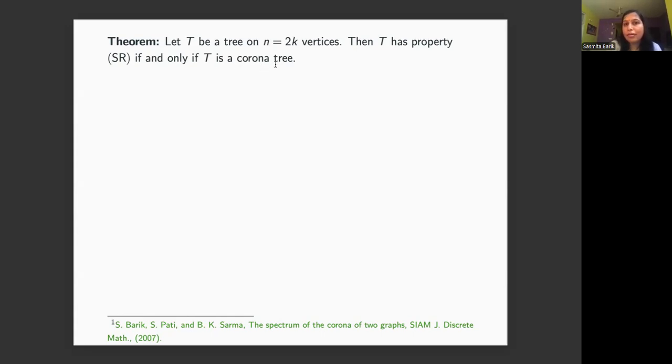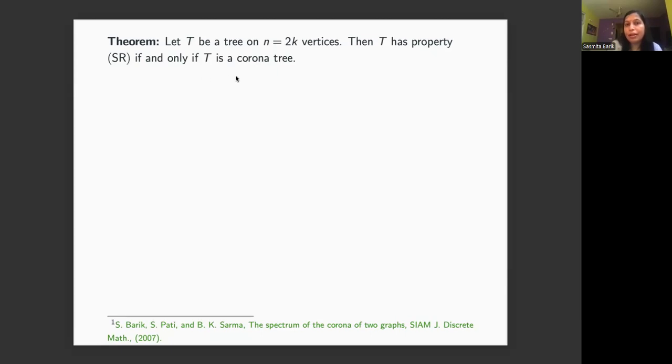So if it's a corona, then it satisfies property SR. That's by our first result. Obviously, any corona satisfies property SR if the graph is bipartite. You are taking a tree and that is a corona tree, so that's bipartite, and that will satisfy property SR. But the other way it holds also: if T is satisfying property SR, then it must be a corona.